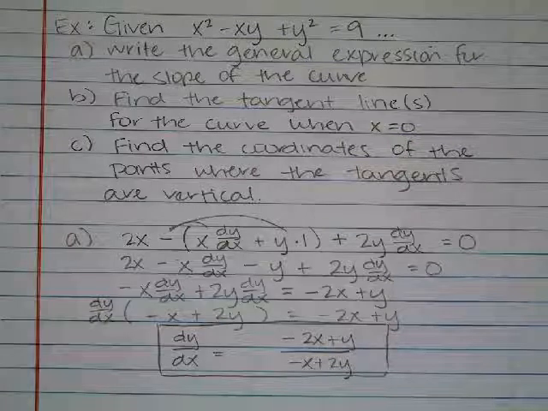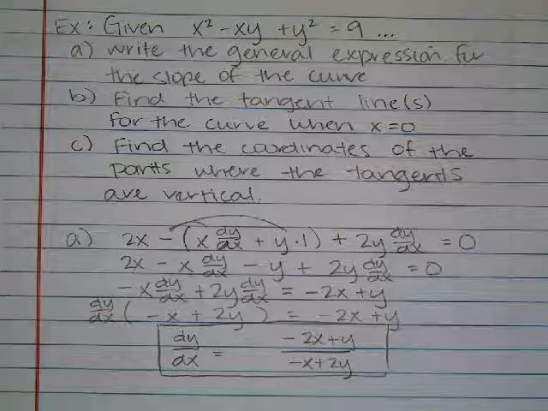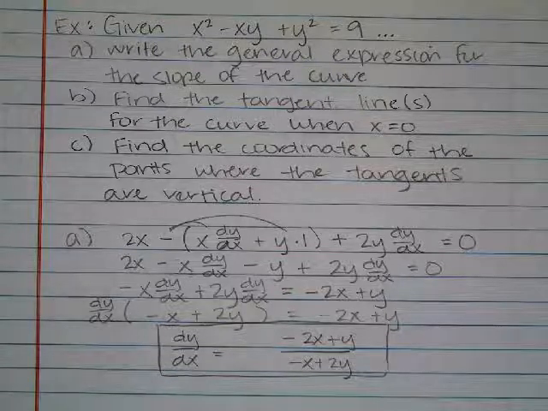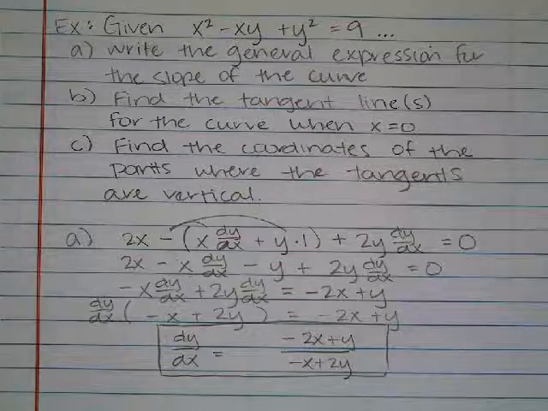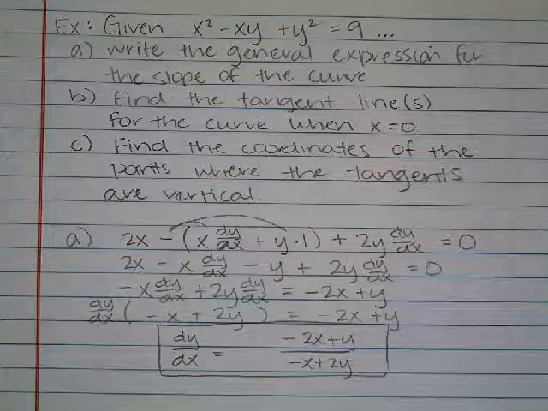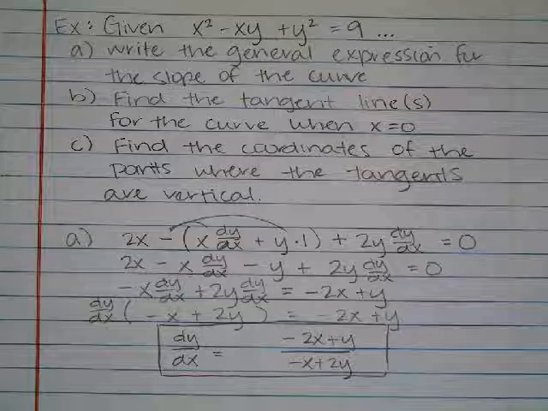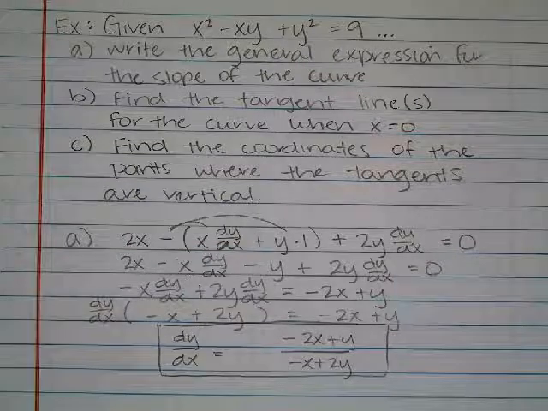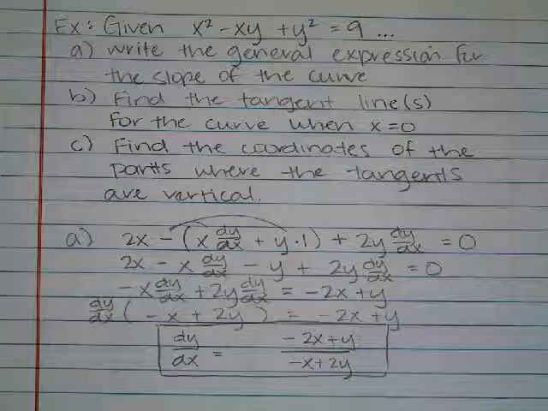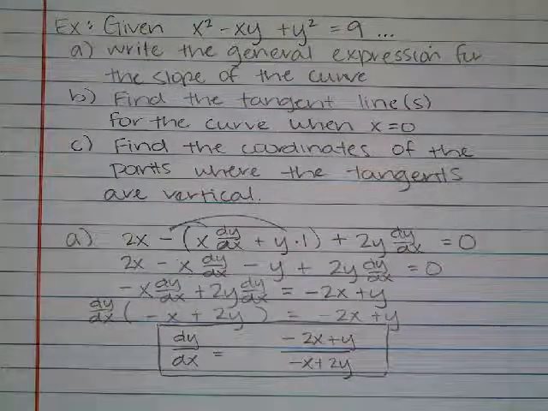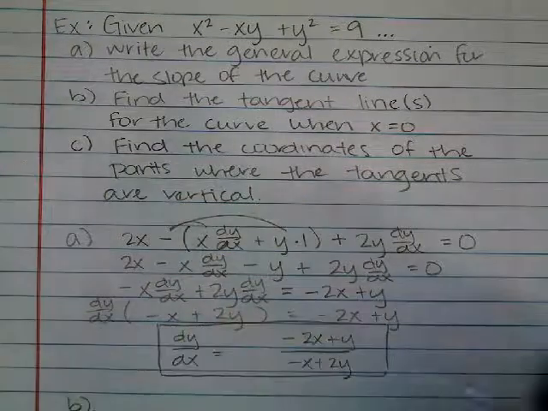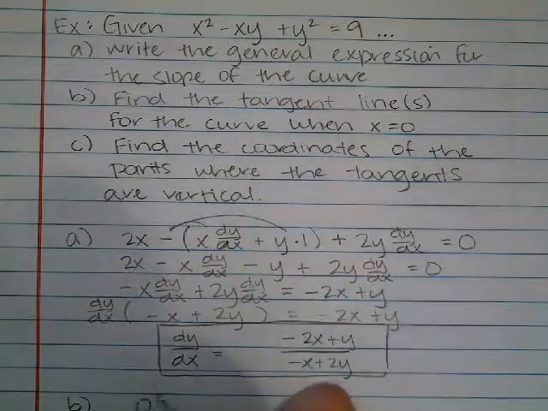Okay, so it says find the tangent line. So we already know that means derivative. We already found it. Find the tangent line for the curve when x equals 0. If we find the tangent line, we need an x coordinate, but what else do we need? A y coordinate. Okay, so if you're going to find the y coordinate, should you use that x coordinate in the derivative, or should you use that x coordinate in the original problem? The original. Okay, so let's go back to the original problem.